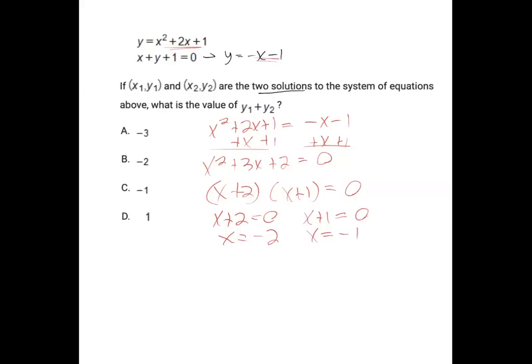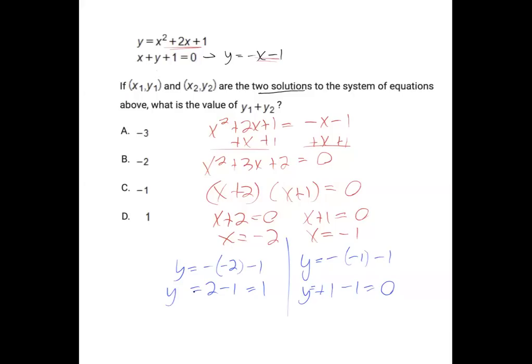Now we can plug into either equation to get the y values that go along with each of those x values. So here, y equals negative x minus 1, but we know x, so negative negative 2 minus 1, positive 2 minus 1, and that's 1. Here we have y equals negative x, negative 1, minus 1. So that's positive 1 minus 1, and that comes out to 0. So our two y values are 1 and 0.